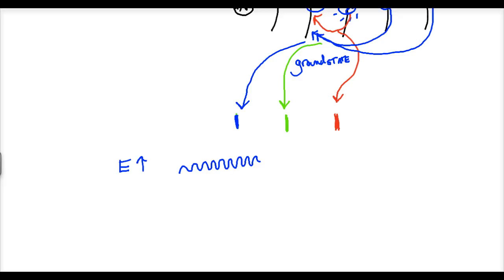The green, okay, let's get my green color, is a little longer wavelengths. So its energy is not as high. And the red is even longer wavelength. So its energy is the lowest.